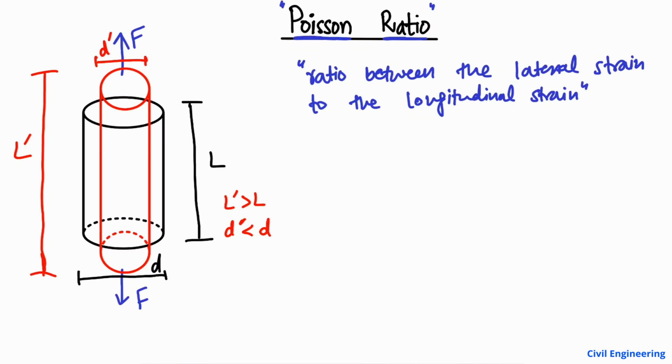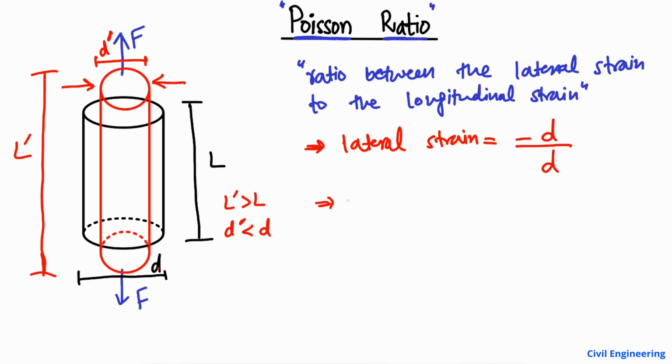Now we can consider the lateral strain. What is lateral strain? The change in length in the lateral direction is known as the lateral strain. So what is the change in the lateral direction? It is the change d dash, but in the minus direction because the diameter contracts compared to the original d. So minus d dash divided by the original d. This is the lateral strain, which is in the lateral direction.